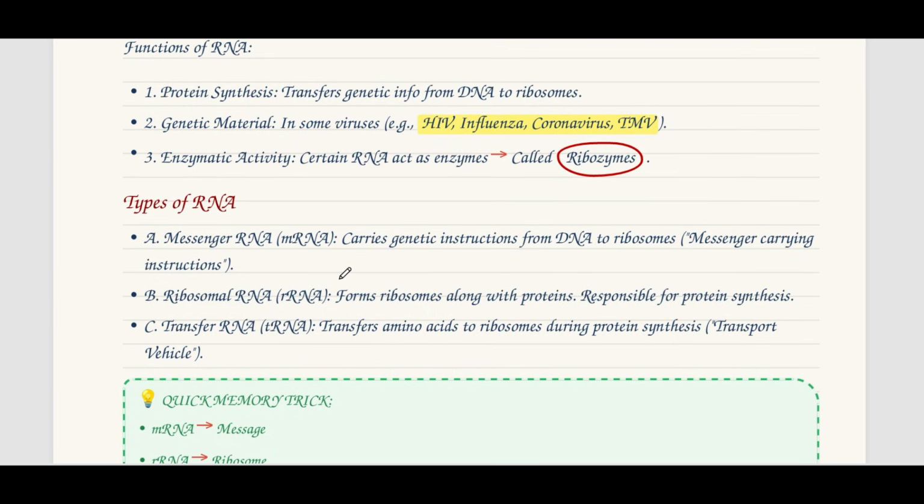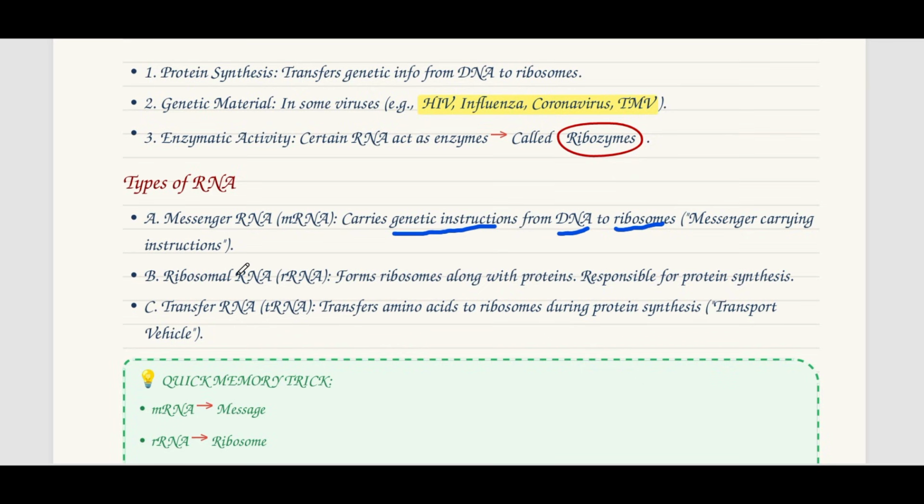Types of RNA are also there: messenger RNA, ribosomal RNA, and transfer RNA. Messenger RNA helps to carry genetic instruction. Just remember, it will carry genetic instruction from DNA to ribosomes. That's why it is the messenger carrying instruction.